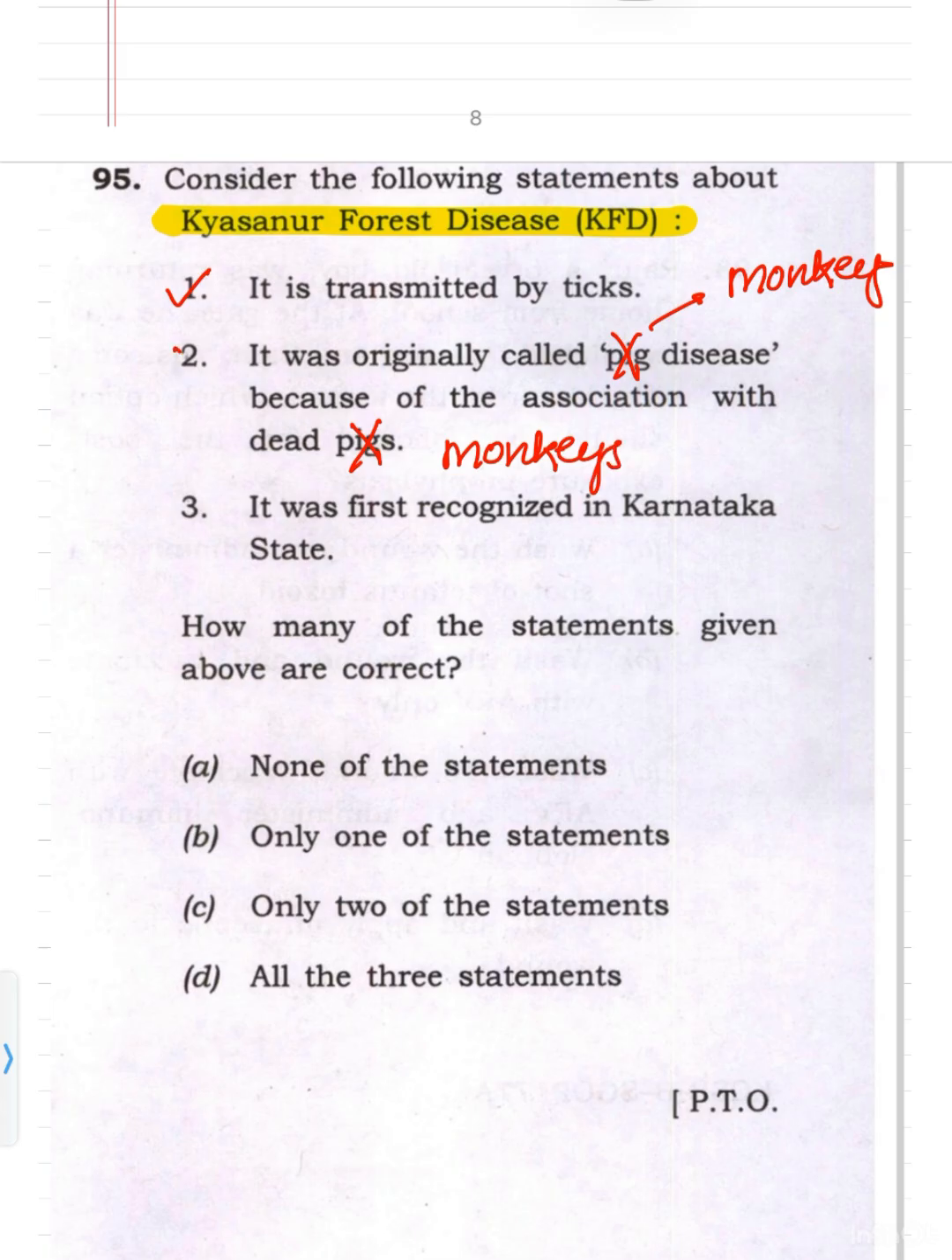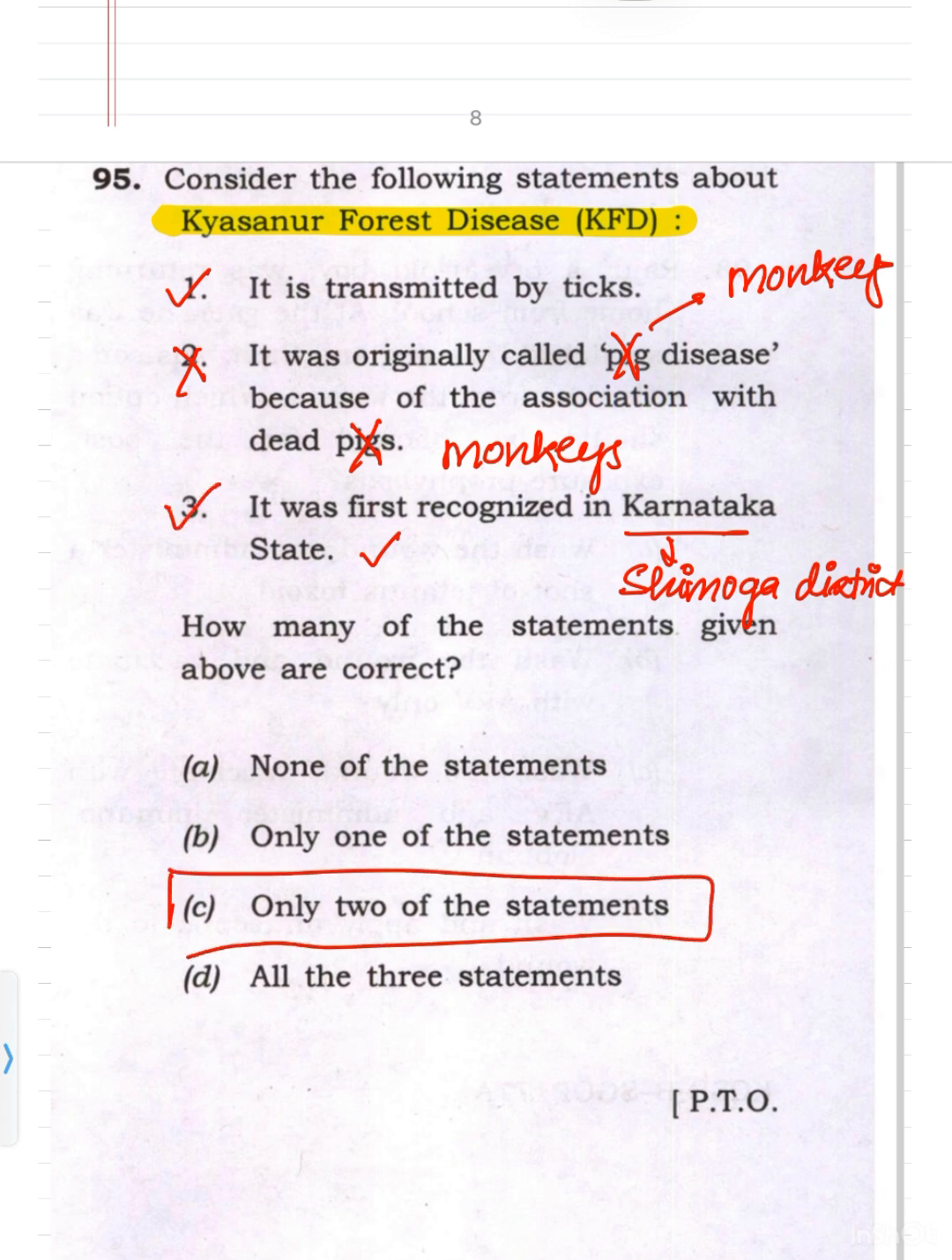So the second is wrong. It was first recognized in Karnataka state. Yes, it was first recognized in Shimoga district of Karnataka. That is why the name later came as Kyasanur forest disease, because Kyasanur forest is in Karnataka's Shimoga district. So two statements are correct. So the answer will be C.